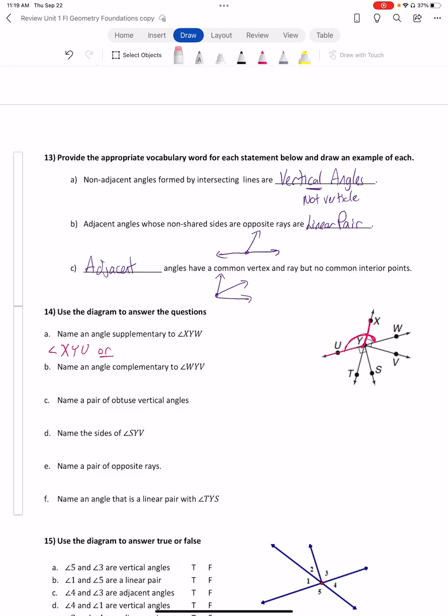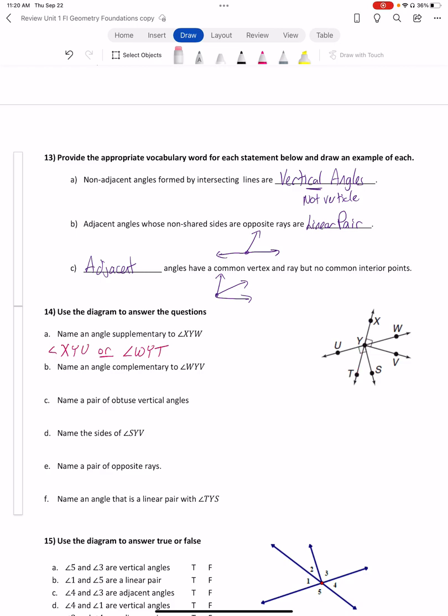Or you could also, it is also supplementary to this angle, which is WYT. So either one. You have to have both.